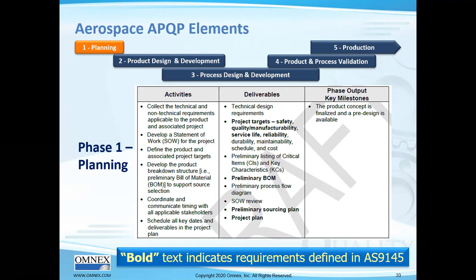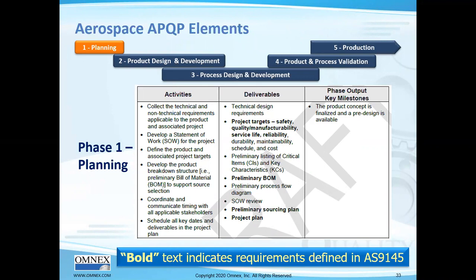I like to think of it as the design on the napkin phase. You kind of know what you want it to do. The customer's telling you, and you're kind of just sketching it out on a big cheap tablet with a number 2 pencil. You're going to have that preliminary list of critical characteristics or key characteristics, a preliminary bill of materials. You might even have a preliminary process flow of how it's going to flow through your shop, maybe.